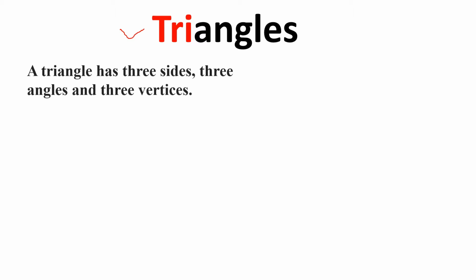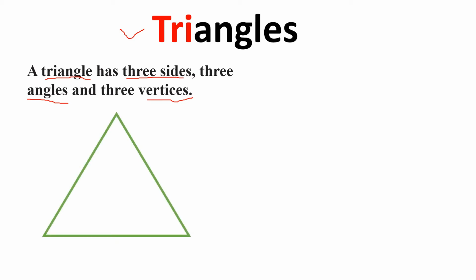Today we are going to have a topic on triangle. What is a triangle? What are the properties of the triangle? We'll discuss it. A triangle is one which has three sides, three angles and three vertices. So look at the diagram.